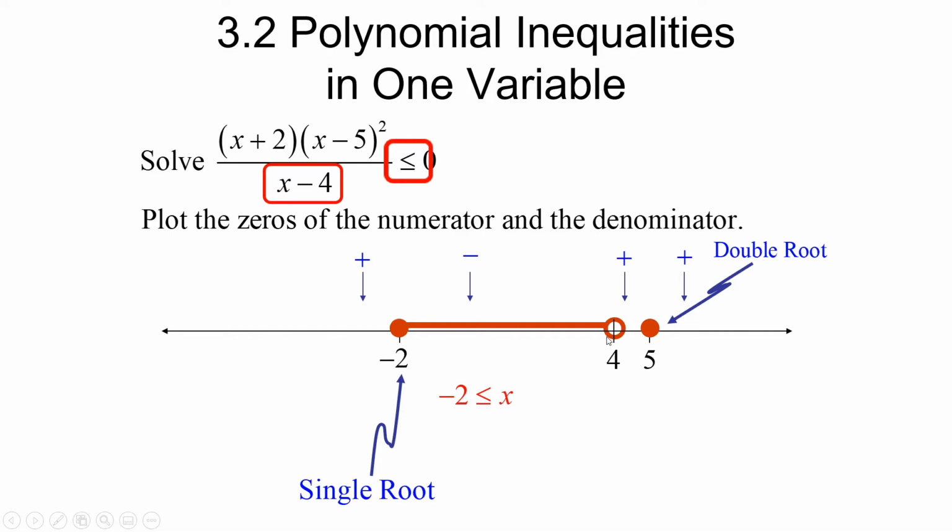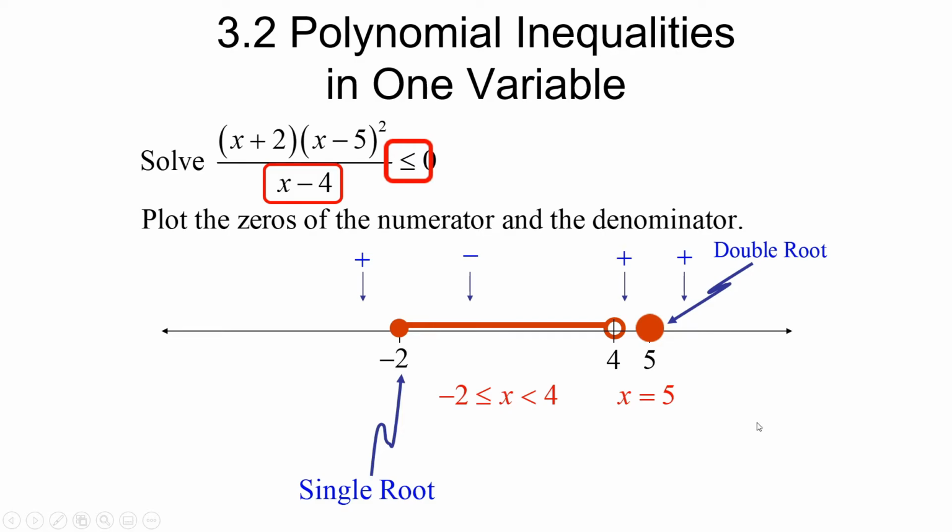Oh, I almost missed that. Remember, this is less than or equal to 0. So you see that 5 right there? That's not an interval, but this rational expression is equal to 0 when x equals 5. So you better add that to your answers too. And I just made a very common mistake right there. I'm sorry, I got sloppy.